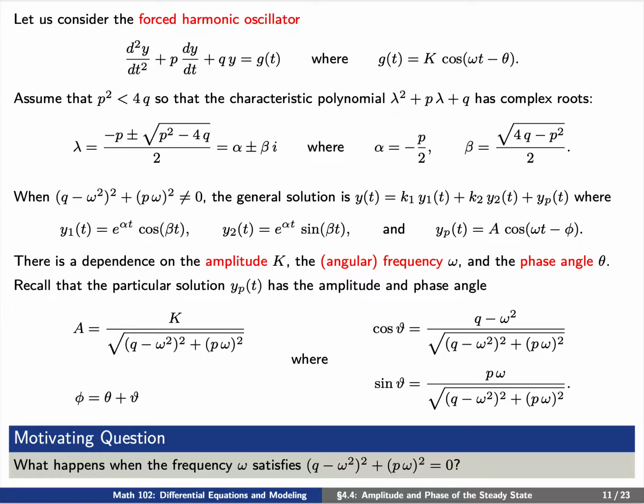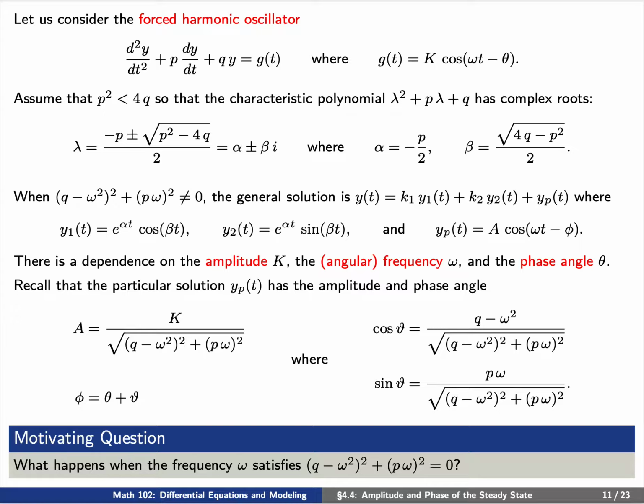Whenever we have a certain condition on the frequency omega, the general solution is of the form y of t equals k1 times y sub 1 of t plus k2 times y sub 2 of t plus y sub p of t, where y sub 1 is e to the alpha t cosine beta t, y sub 2 is e to the alpha t sine beta t, and y sub p, our particular solution, is capital A times cosine of omega t minus phi. Notice that there is a dependence on the amplitude capital K, the angular frequency omega, and the phase angle theta.